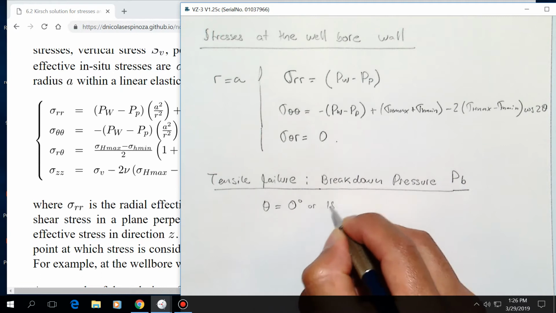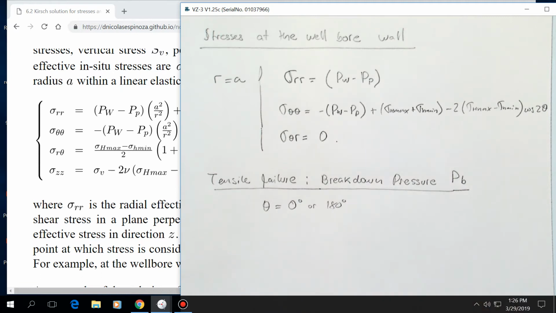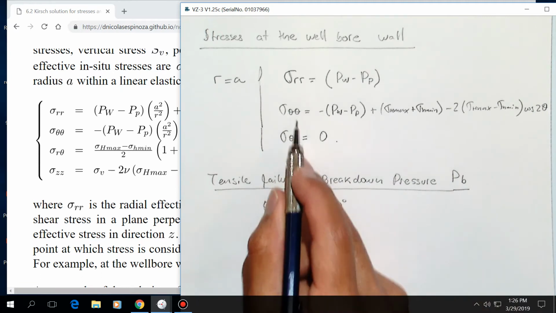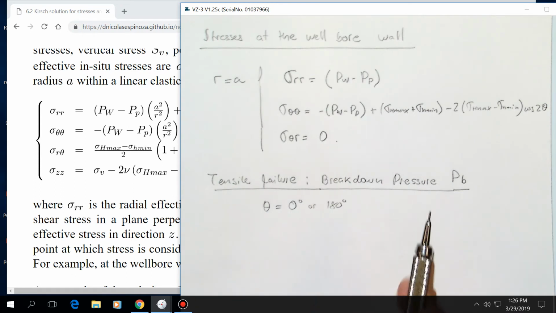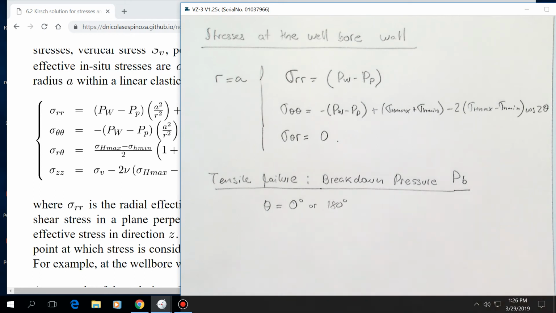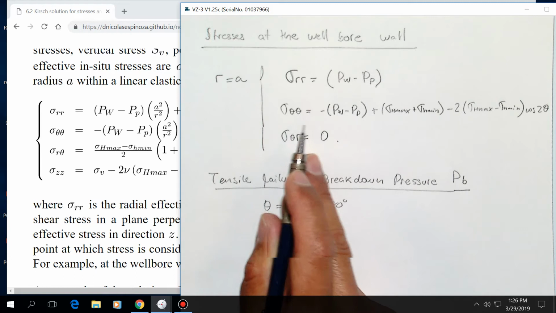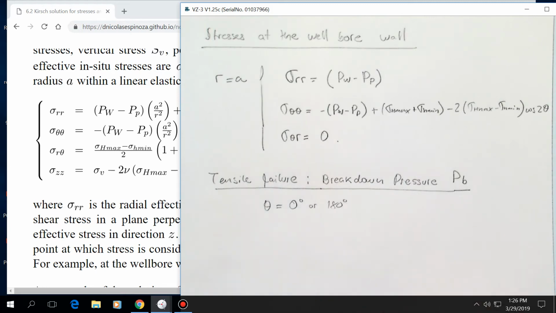It could also be 180, but let's just use 0. And we'll calculate what is the radial stress and the hoop stress. The radial stress is going to be the same, and actually we don't care much about that one, because the one that's going to cause tensile failure is the hoop stress. Whenever you're pulling apart the rock around the wellbore, that's when we get the tensile failure.